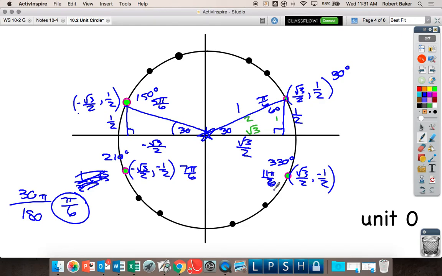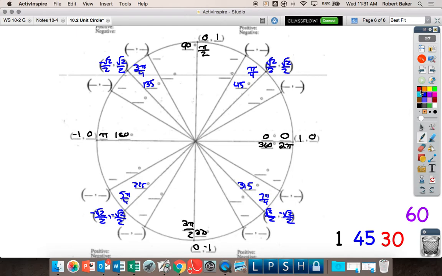So I'm gonna go do this one on the actual unit circle. I'm gonna do it in red because we counted by 30 degrees. So let's do degrees first. That's kind of the easiest thing to do. 0, 30, 60, 90, 120, 150, 180, 210, 240, 270, 300, 330.